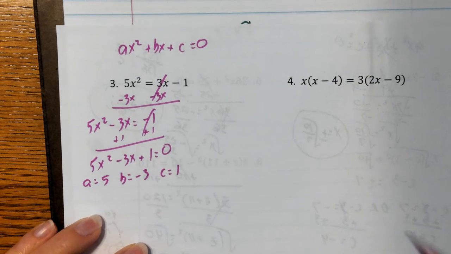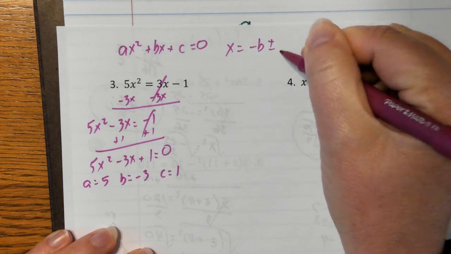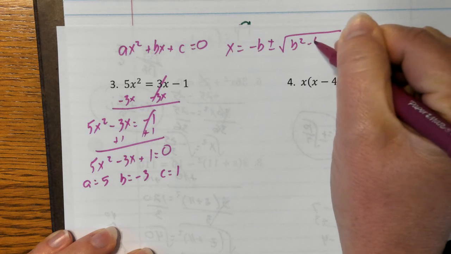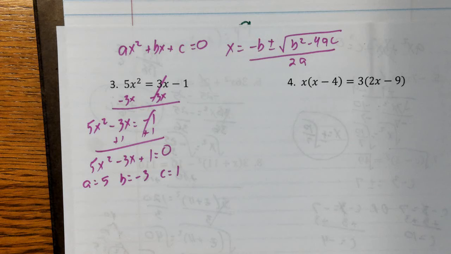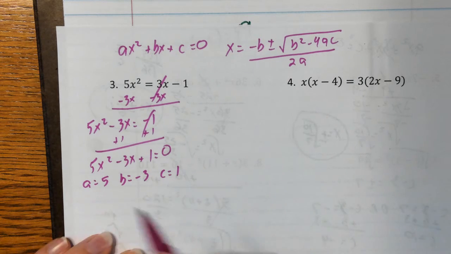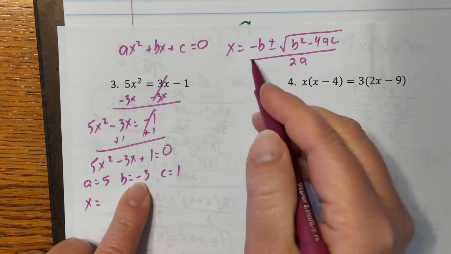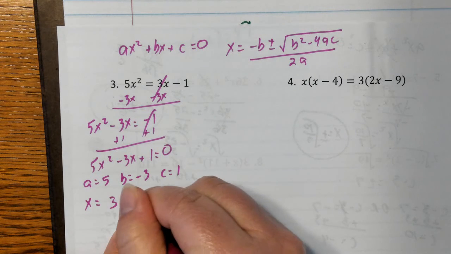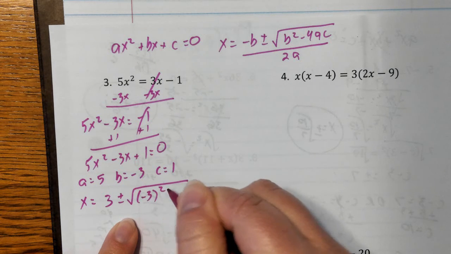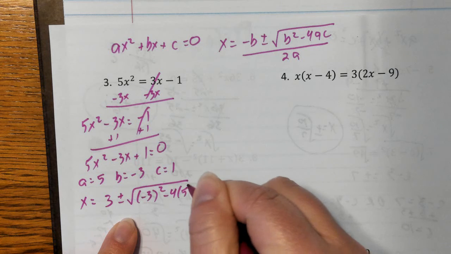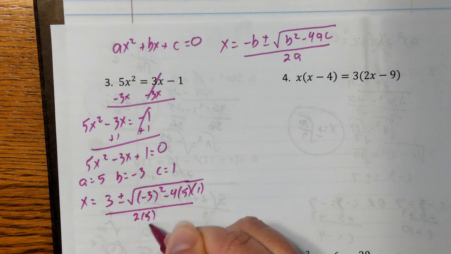And I'm going to plug that into my quadratic formula. Remember, quadratic formula is x equals negative b plus or minus the square root of b squared minus 4ac all over 2a. Okay, so I'm going to plug these values into that formula. So x equals negative b. Well, b is negative 3, so negative 3 is just positive 3. Plus or minus the square root of negative 3 squared minus 4 times 5 times 1 divided by 2 times 5.